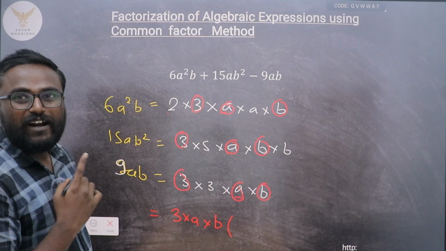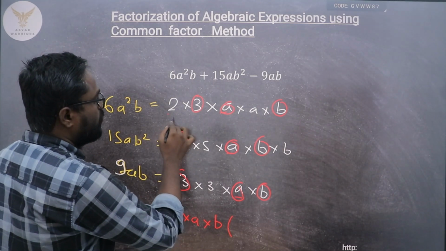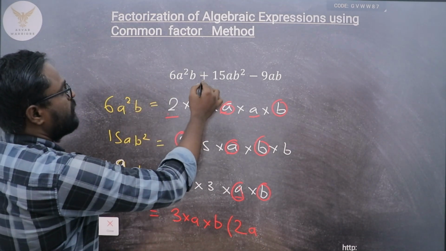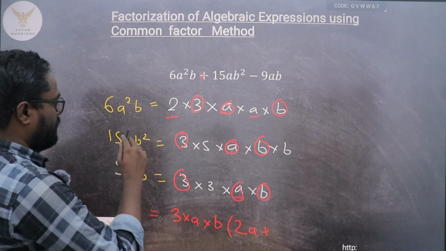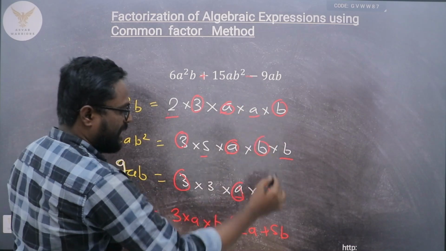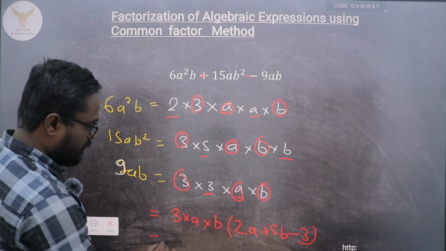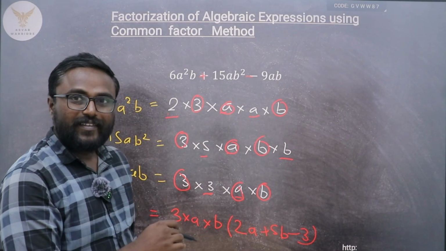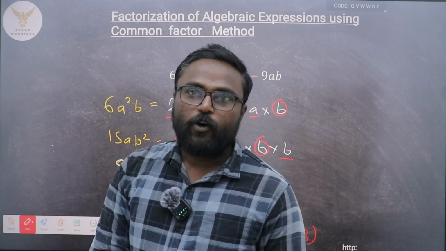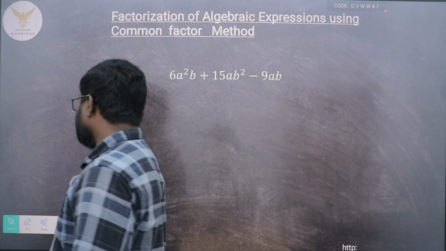Now, put a parenthesis, and whatever is remaining, you need to put that into the parenthesis. So, 2a. There was a plus sign over here, so I'll take a plus sign. Next, what is remaining? 5b. Minus sign as it is. What is remaining? Only 3 is remaining over here. So, our complete answer is 3ab in parenthesis 2a plus 5b minus 3. That will be our final answer. I hope you understood this. Now, let's move on to the next question.